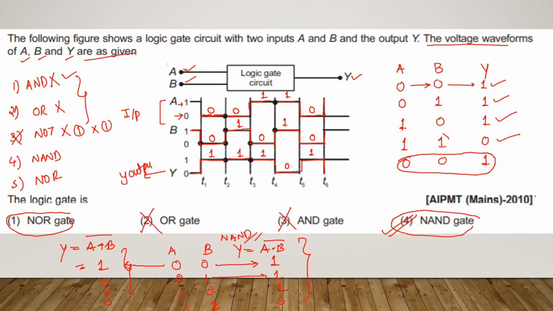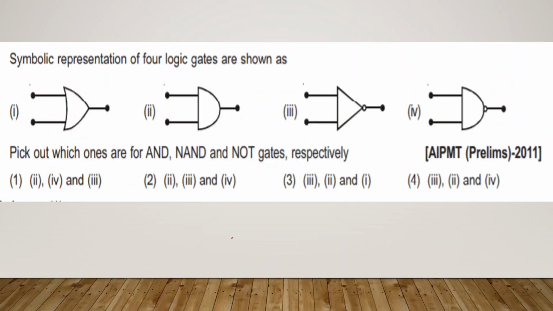That's the reason I have asked you to remember all the logic truth tables. If you are able to remember the truth tables, you can directly, without solving all those things, just by looking at the truth table, solve this problem. It will take not more than 10 or 15 seconds. I hope you understood this problem. See, very basic, easy questions are being asked in the examination. So now let us move on to the next problem.